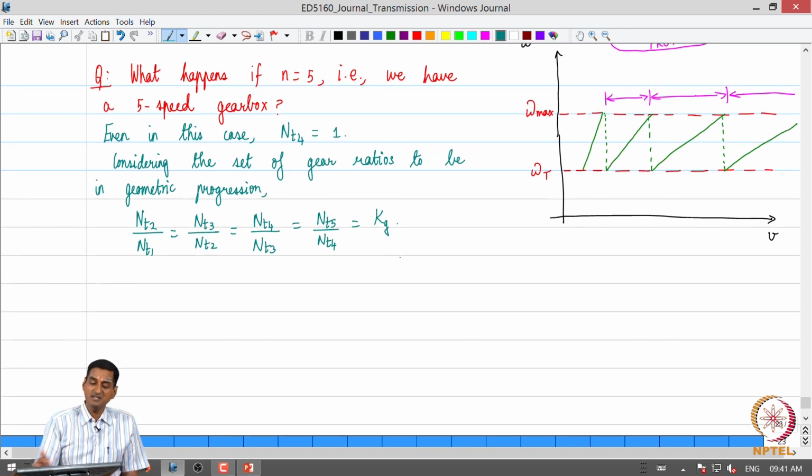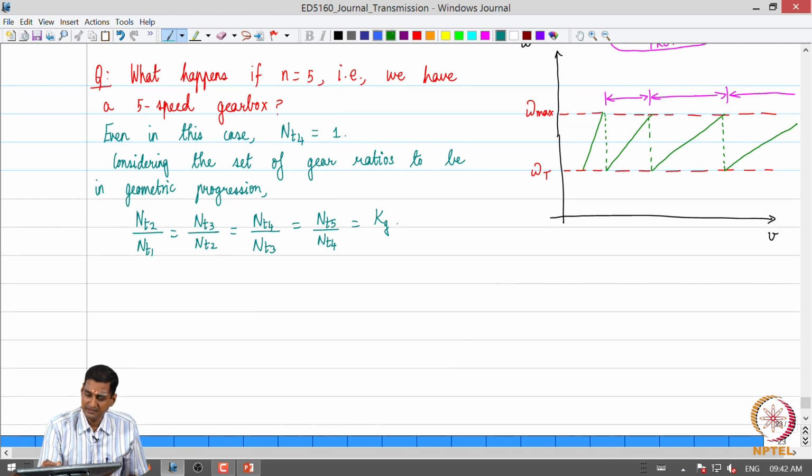Okay. So, in this sequence, we know only NT4, NT4 is 1, we do not know other gear ratios, neither do we know K subscript G. Now, the question is, how do we figure those things out?